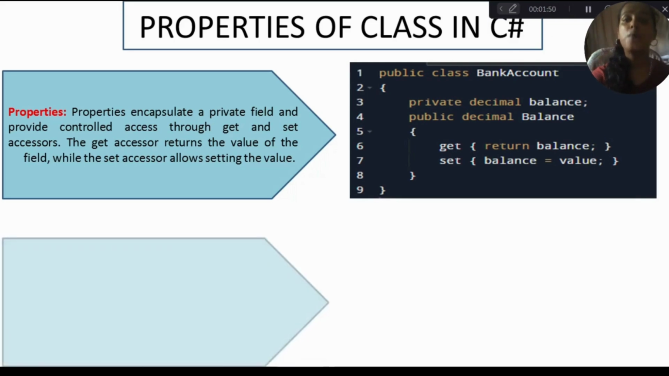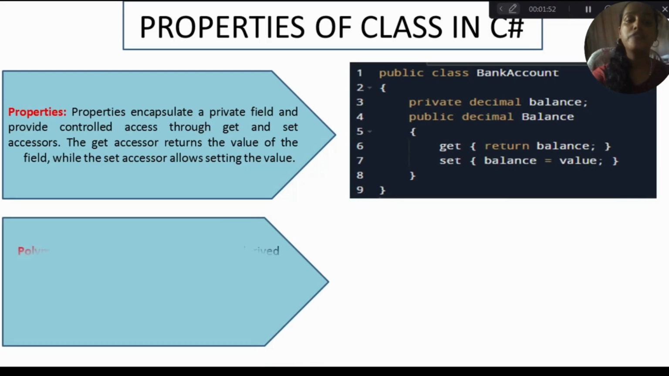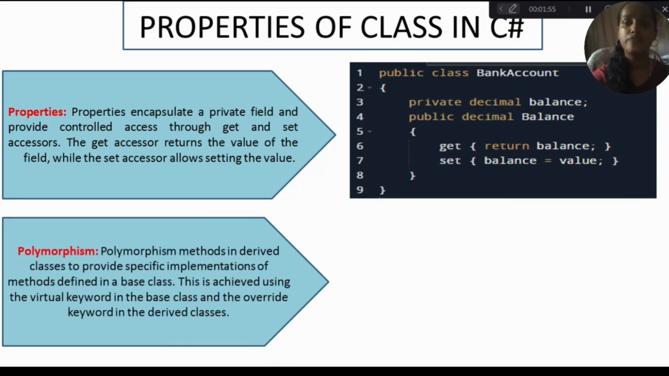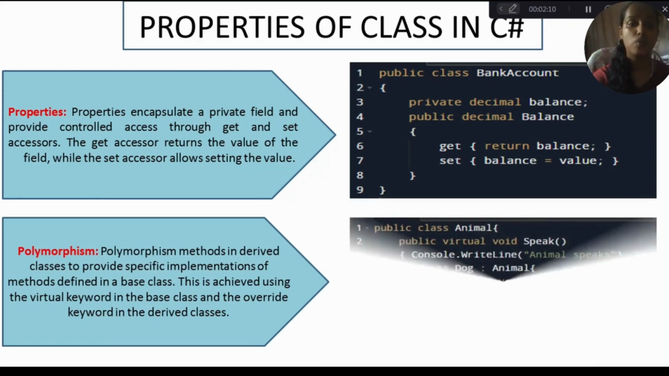Moving on to polymorphism. Polymorphism allows methods in derived classes to provide a specific implementation of methods defined in a base class. It's achieved using the virtual keyword in the base class and the override keyword in the derived class. Let's see how it works in the code.